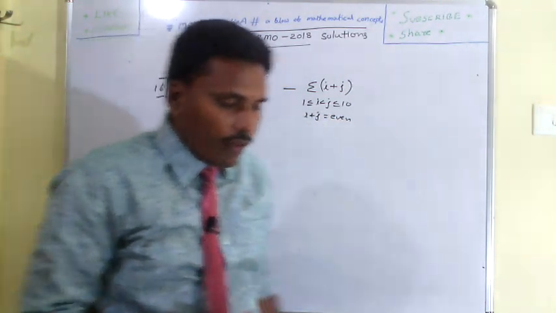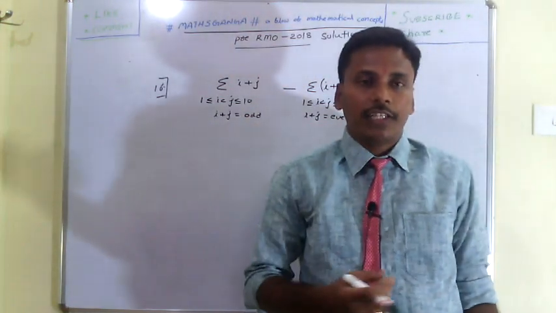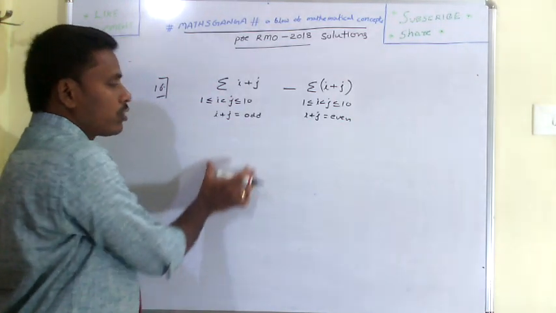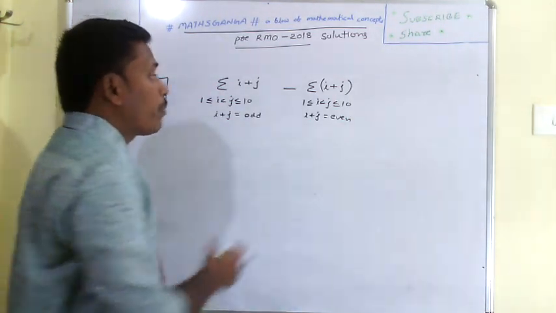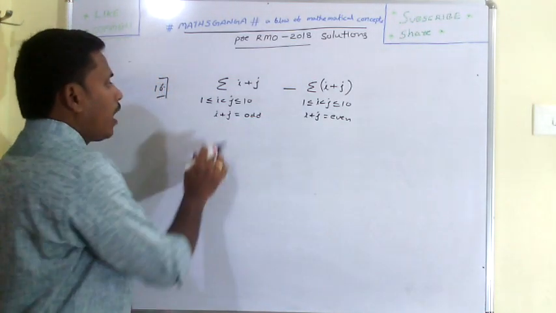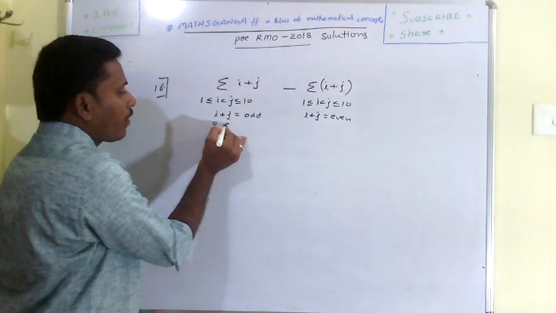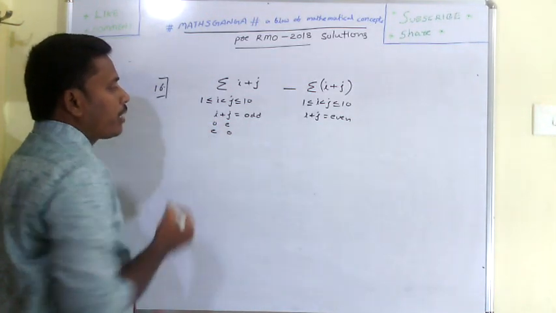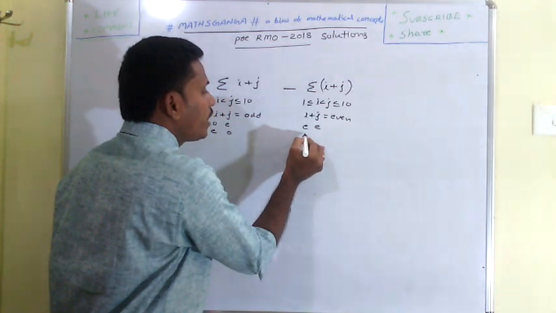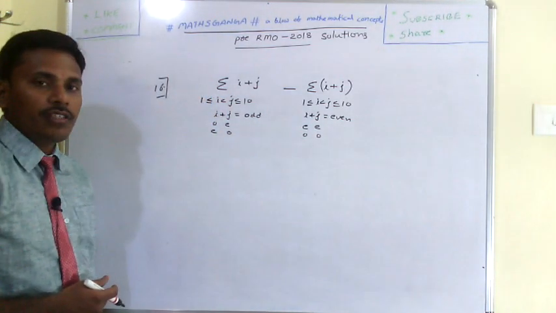We need to take the values of i and j from 1 to 10 such that i is less than j, and if i plus j is odd, we need to add those sum values, and if i plus j is even, add them and then subtract from this side. See, whenever i plus j is odd, if one number is odd and the other number is even, then only i plus j is odd. Whenever i plus j is even, if both i and j are even, or if both i and j are odd, then i plus j is even.